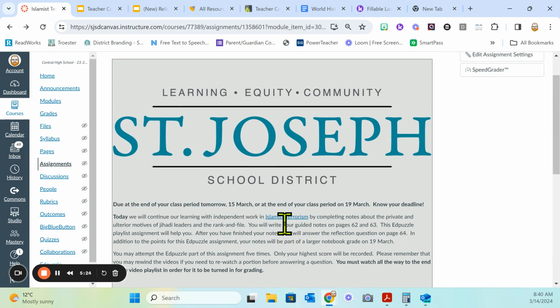This part of the assignment, both the Ed Puzzle and your work on pages 62 to 64, are due either at the end of the class period tomorrow or on the 19th. Remember, notebooks are being collected on the 19th, and so everything needs to be done by then. This is the last thing to go into notebook number 2.